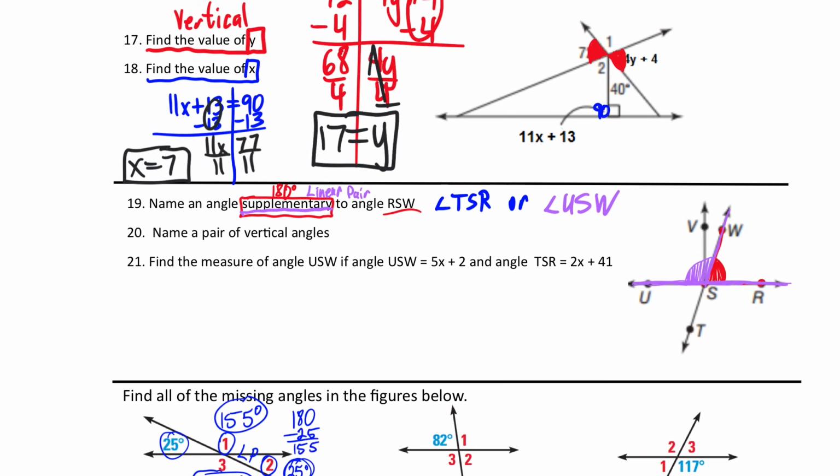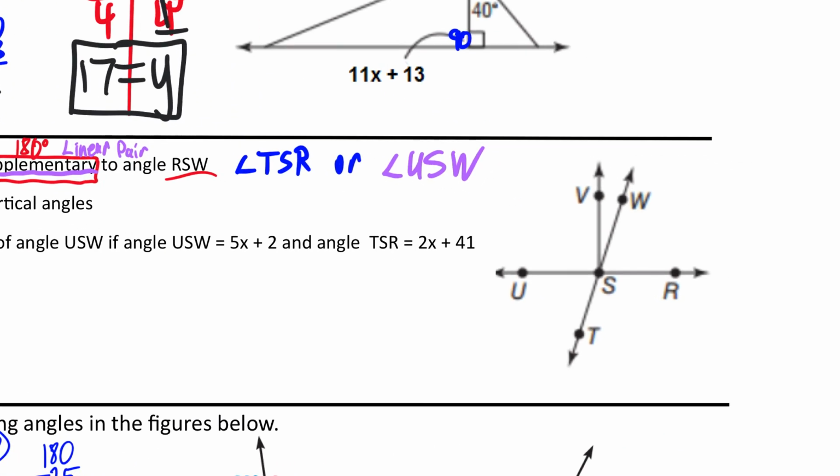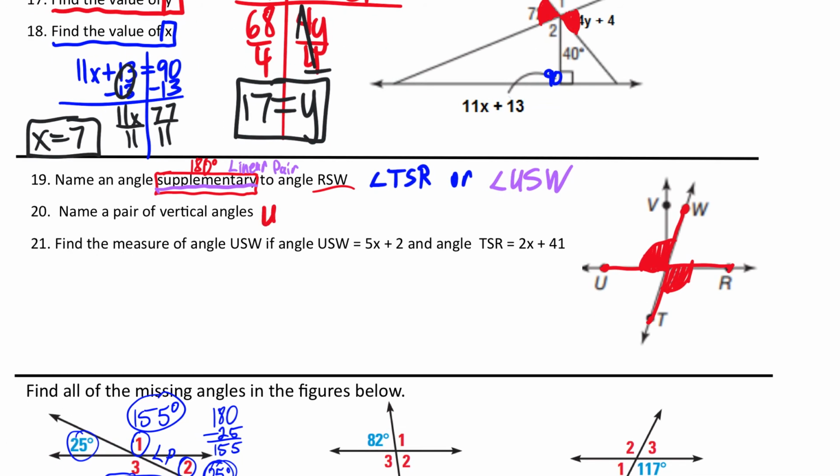Okay, we already talked about number 19. Number 20, name a pair of vertical angles. So there's two different answers we could give here. Okay, USW and which one? TSR would work. So USW and TSR, or what would be another set of vertical angles? WSR and UST. Yep.